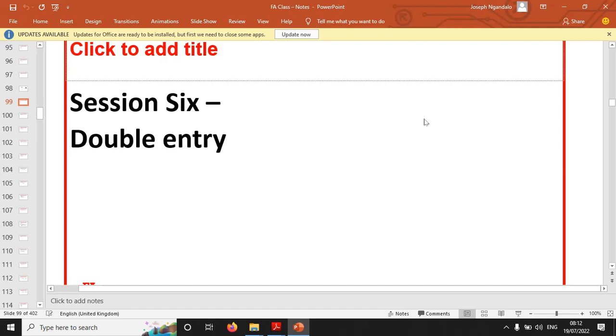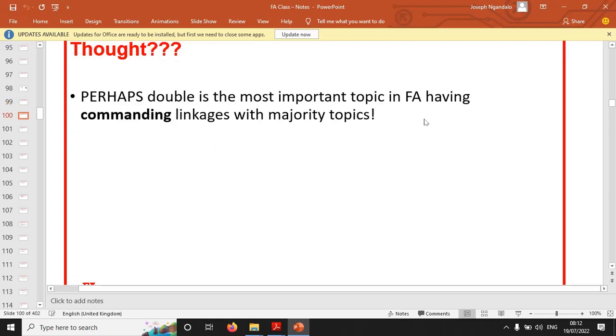All right, so we proceed maybe with a thought, as I said earlier on. Perhaps double entry is the most important topic in financial accounting because it can be traced to the succeeding topics that we are going to have in the near future. We are likely to see double entry examined in those topics. So don't ignore this topic. Even when you deal with depreciation, there's double entry, recoverable debts, there's double entry, and so on and so forth. All right. Can we proceed?